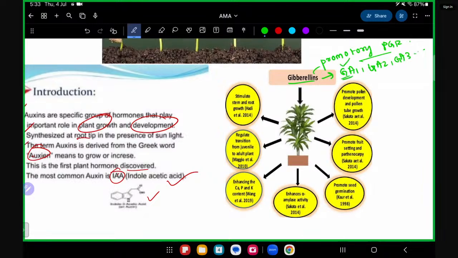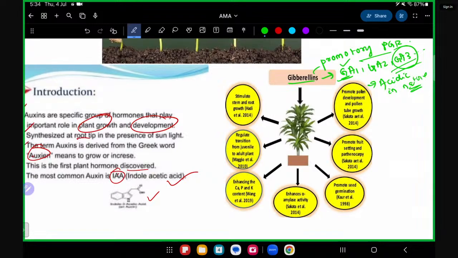Then you say, which is the first gibberellic acid to be discovered? It is not GA1, it is GA3. Okay. It is the first gibberellin to be discovered and it remains the most intensively studied form. Okay. It is the GA3. Right. So, you know, the full form is gibberellic acid. That means it is acidic in nature.